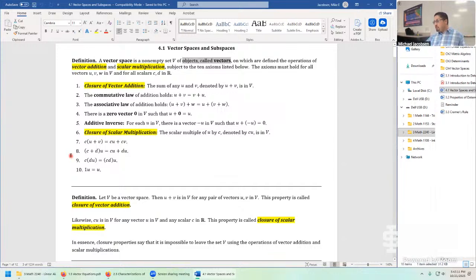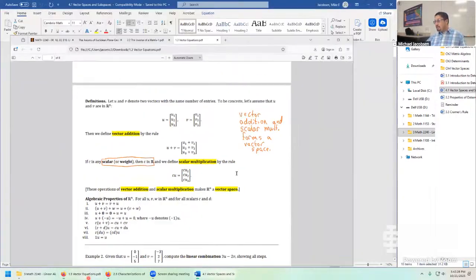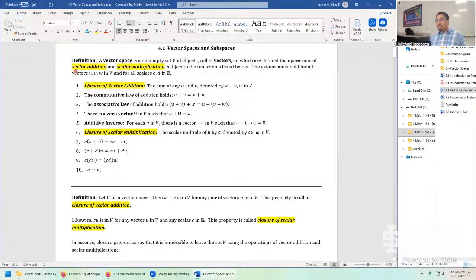And just like Euclid's axioms, you can't delete any single one of these. For example, you can't derive axiom 10 using everything above. You really need this right here to get everything to look like it did back in section 1.3 with the vectors in Rn. The major things that we're going to be discussing is the closure properties.